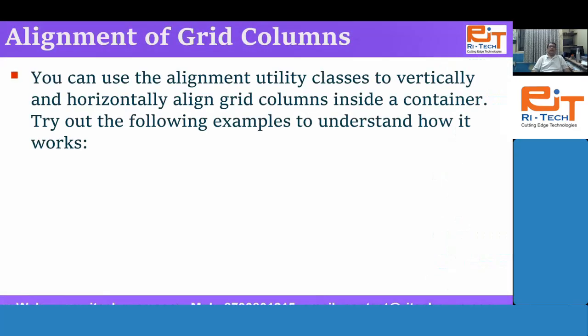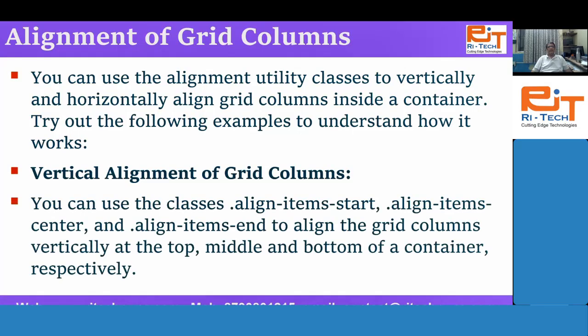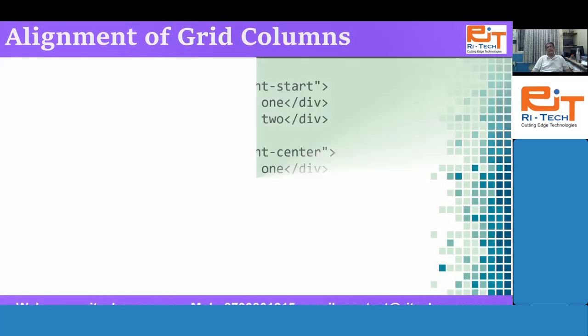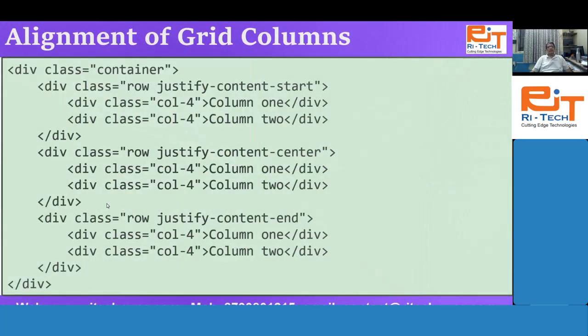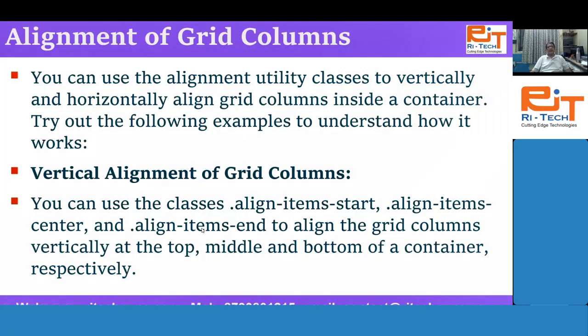Alignment of the grid columns. You can use the alignment utility classes to vertically or horizontally align the grid columns inside a container. Try out the following example to understand how it works. You can use the classes align-items-start, align-items-center, align-items-end to align the grid columns vertically at the top, middle, bottom in the container respectively, depending on your requirement. So we can align at start, center, end. We can align the content, align the items.